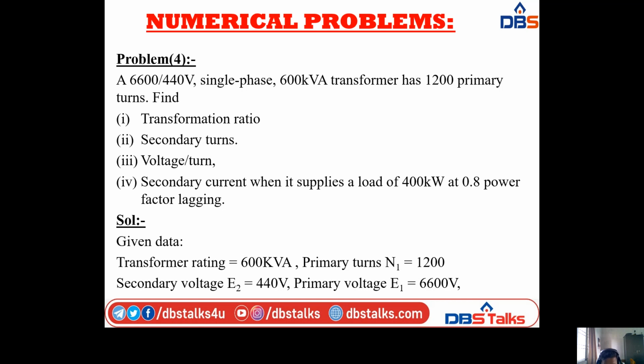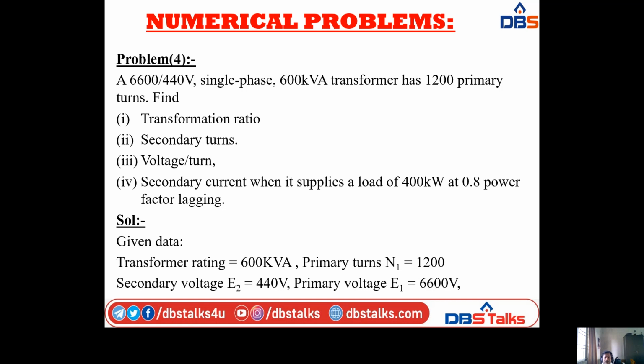So go for another problem. Problem 4. A 6600 by 440 volts single phase 600 kVA transformer has 1200 primary turns. Find first the transformation ratio, second the secondary turns, third the voltage per turn, fourth the secondary current when it supplies a load of 400 kilowatt at 0.8 power factor lagging.